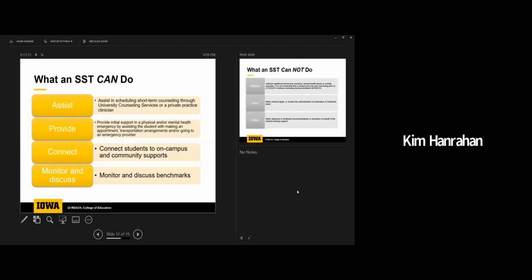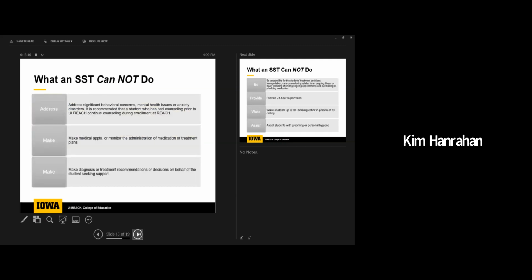We've already talked about connecting to on-campus and community events and activities, but there's also a lot of support departments on campus, and then we can monitor and discuss benchmarks. What we cannot do is address significant behavioral concerns, so mental health issues or medical issues. So it's recommended that a student who has had therapy or counseling prior to UI REACH continue with that, especially those first few months when they're transitioning to campus.